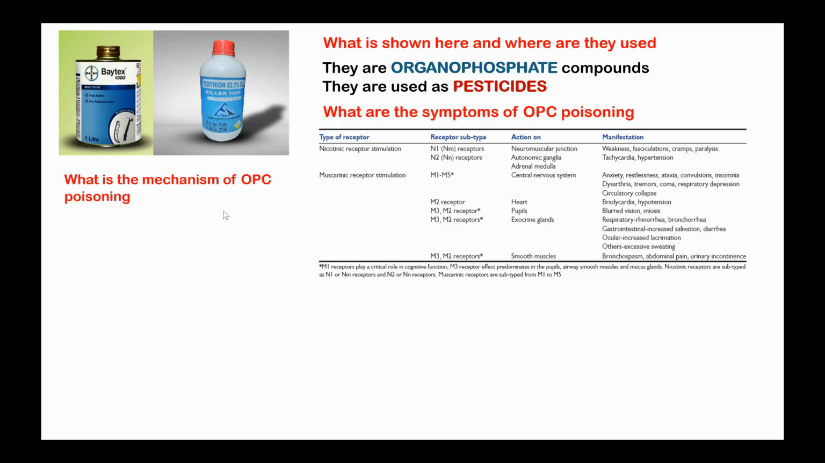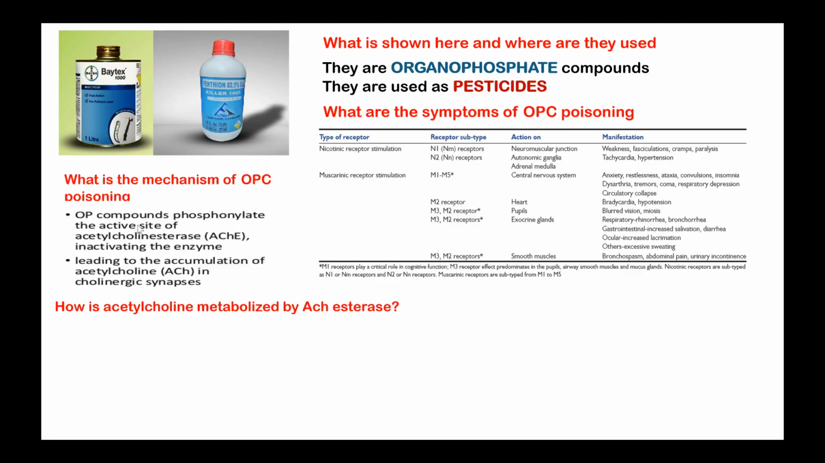The mechanism, how it does it: which enzyme will it affect? Acetylcholinesterase. So they phosphorylate the active sites of acetylcholinesterase and inactivate the enzyme. So what will happen? The acetylcholine that is produced will keep accumulating in the body, producing what is called the cholinergic crisis. That is what is happening in OPC poisoning. And normally, how is the acetylcholine metabolized by this enzyme, acetylcholinesterase?